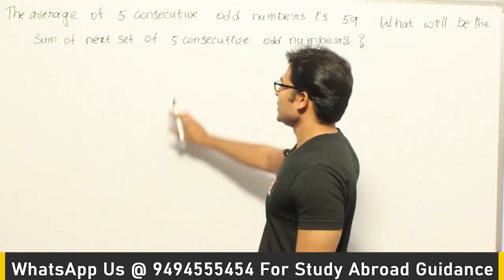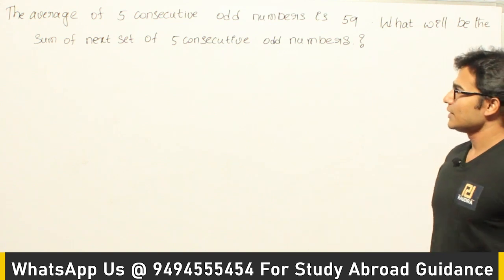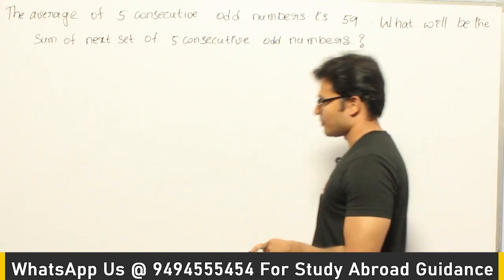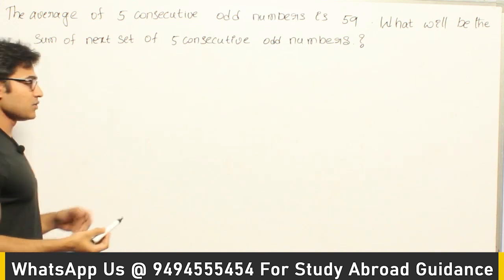Now let's see this example. The average of 5 consecutive odd numbers is 59. What will be the sum of the next 5 consecutive odd numbers? There are two ways of solving it. I'll show you both of them.